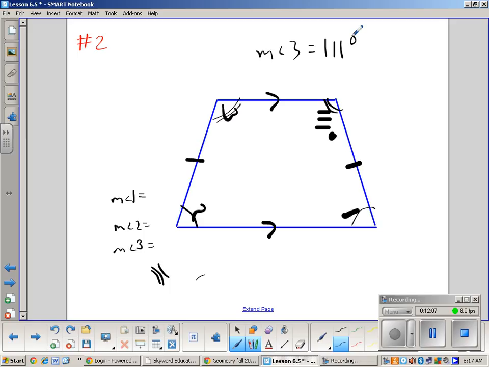Okay. What he's saying is that these two angles, this one and this one, are adjacent, right? They're between the parallel lines. They're on the same side of the transversal, so they are supplementary, meaning they add up to 180. And so he's saying measure of angle 1 plus 111 has to equal 180. And then he just did the subtraction in his head. What'd you get? 69. So measure of angle 1 is equal to 69 degrees.